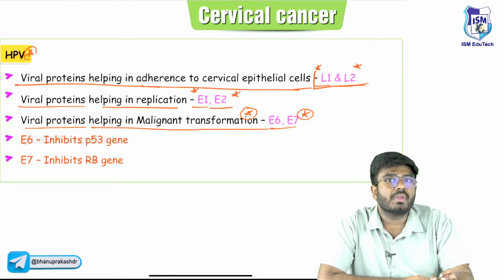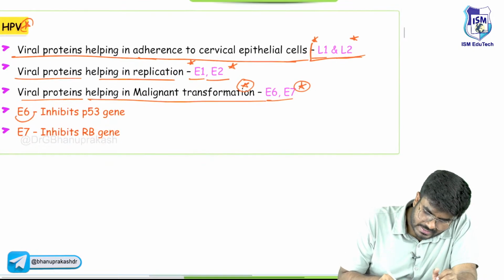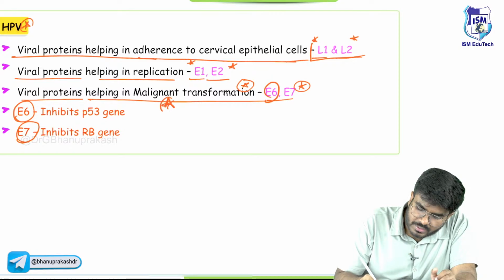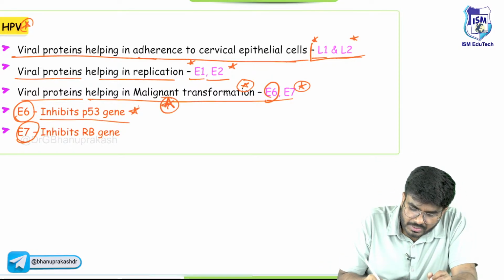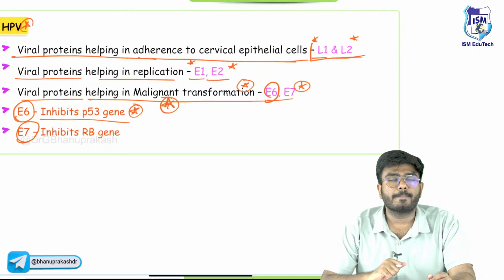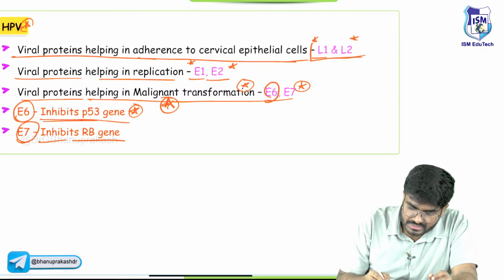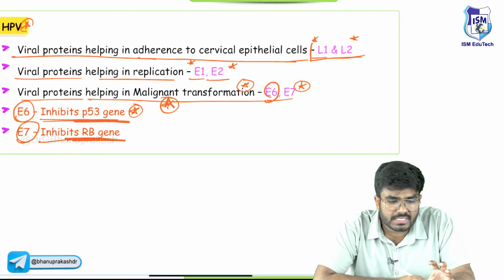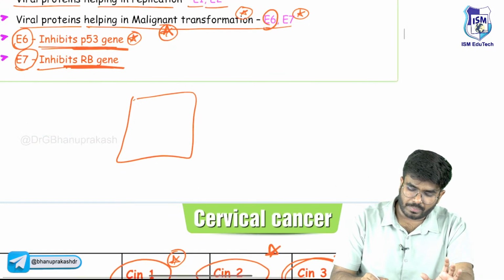But why is HPV causing cancer? E6 and E7 are the ones responsible for malignant transformation. How? E6 inhibits the P53 gene. P53 is a tumor suppressor gene. Because of this, tumor suppressor genes are getting inhibited. These genes are present within the cells, for example, say this is my cervical cell, the patient's cervical cell.